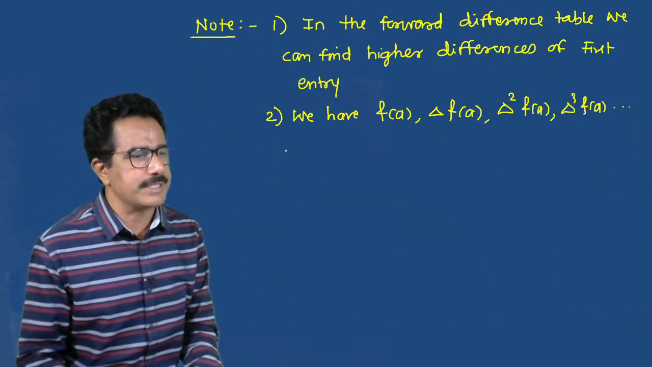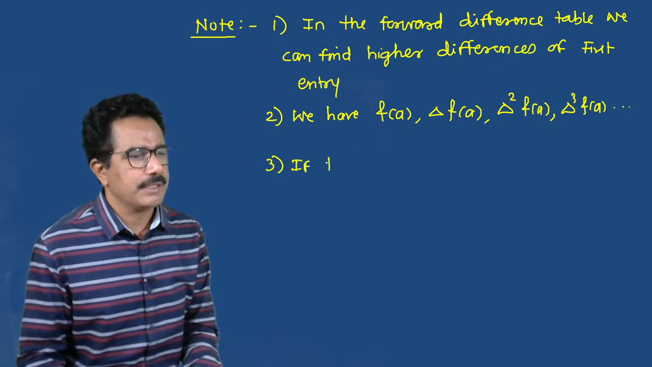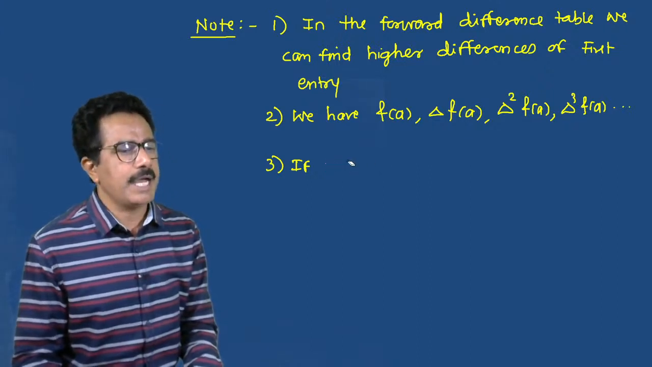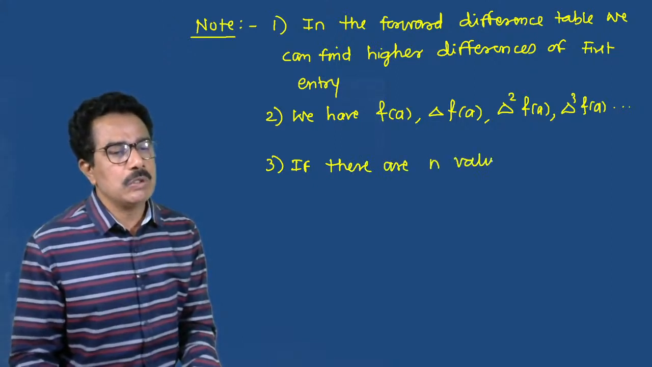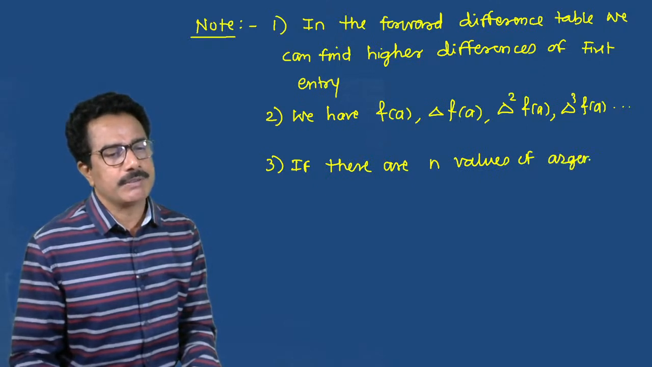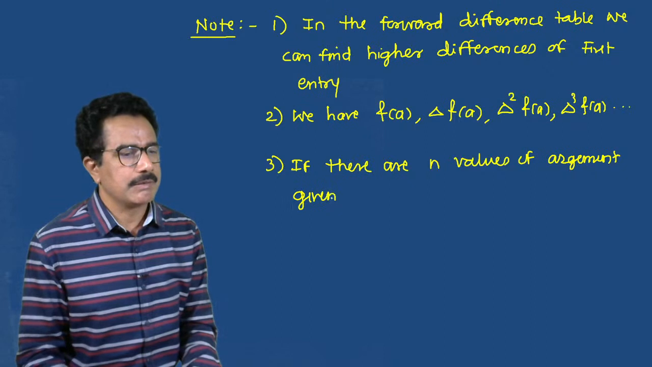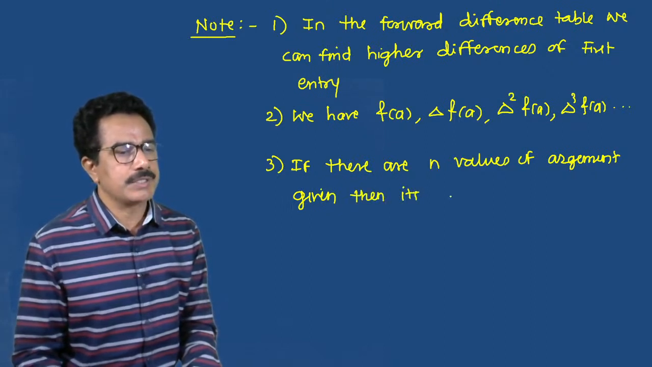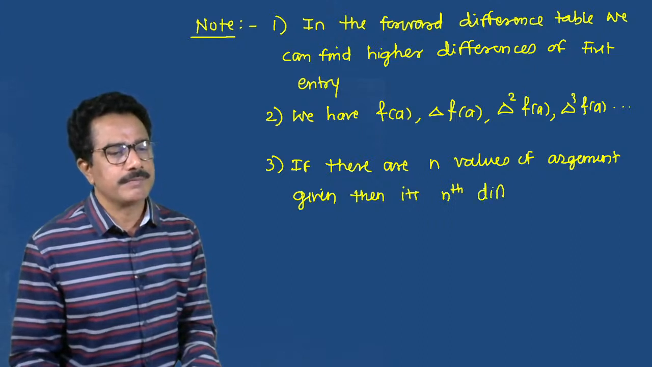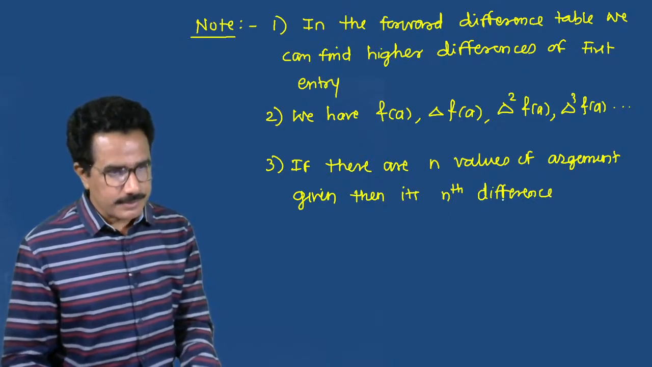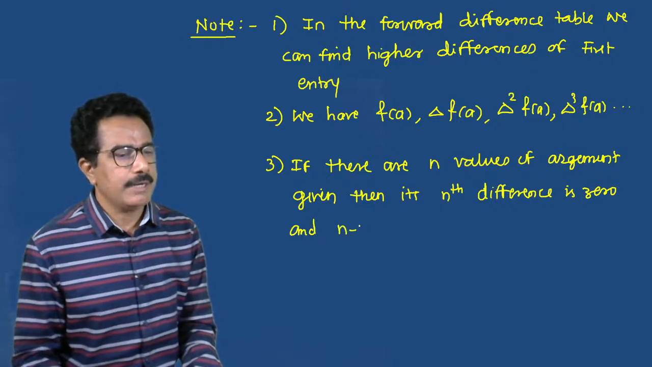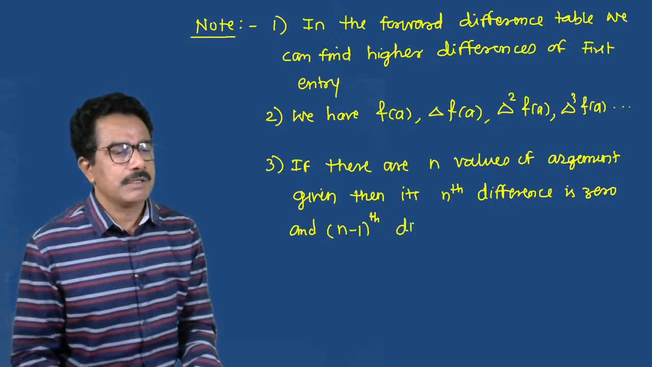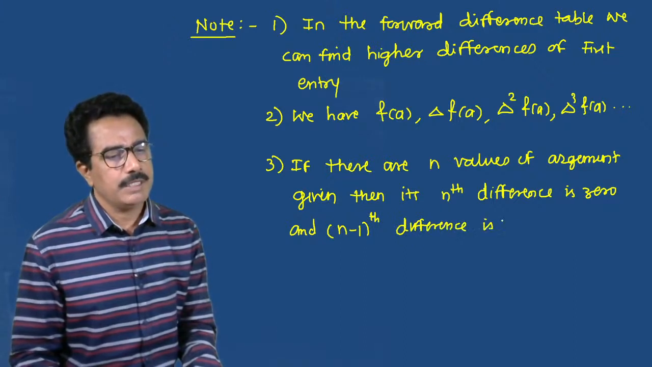So we shall write the note second. If there are n values of argument given, then its nth difference is 0 and n minus 1th difference is constant.